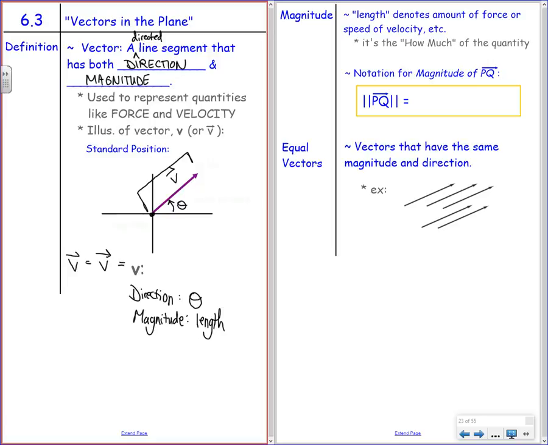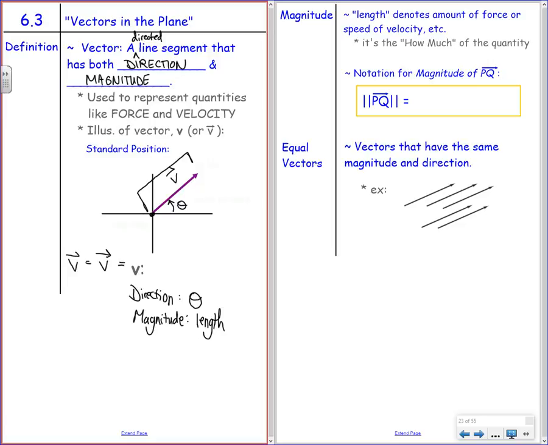It could be a different measurement, but the magnitude is some sort of finite amount, and how I put it up here, the length can denote the actual length, but can also be the amount of force, the speed of the velocity. It's the how muchness. I know it's really awkward, but it's the how muchness. I don't want to use the word force because it's not always force. I could use the word power, but it's not always power. I could use the word speed, but it's not always speed. So I'm just saying it's the how much, the quantity that's being included.